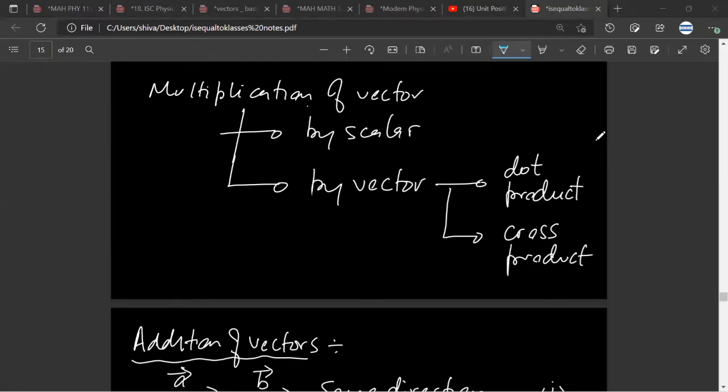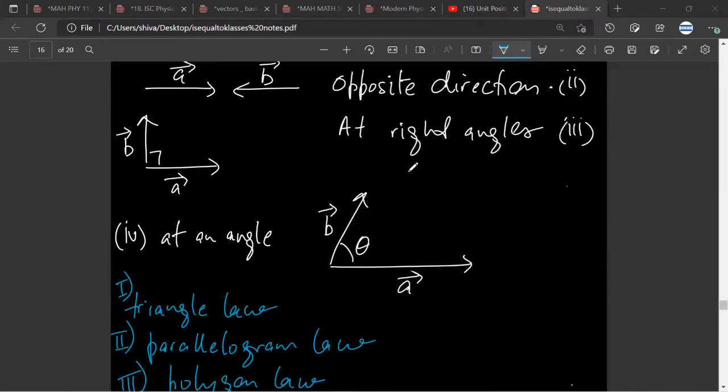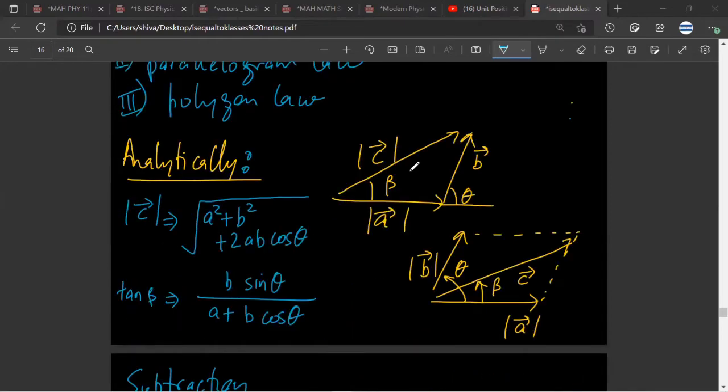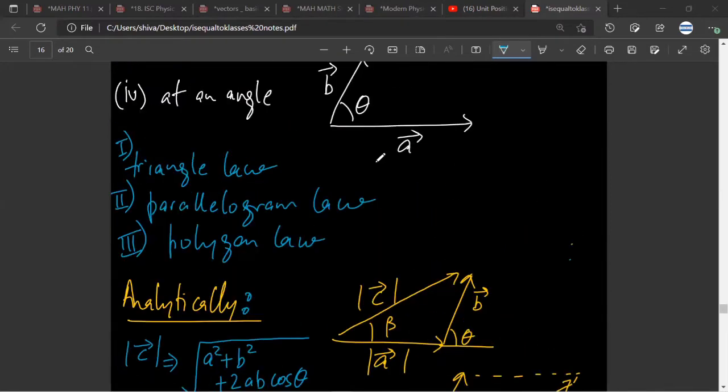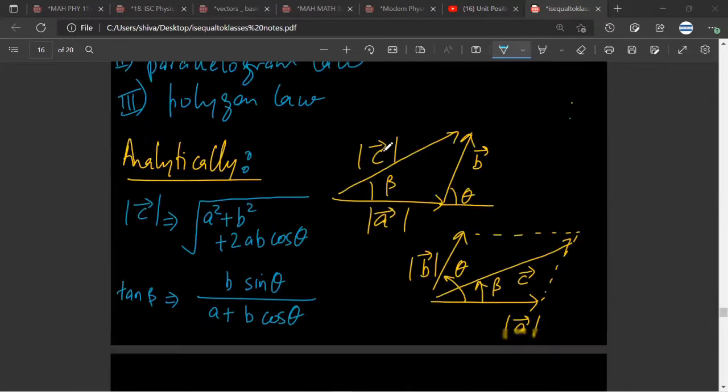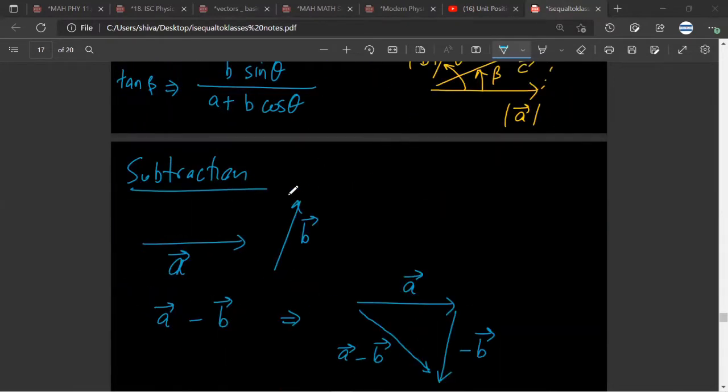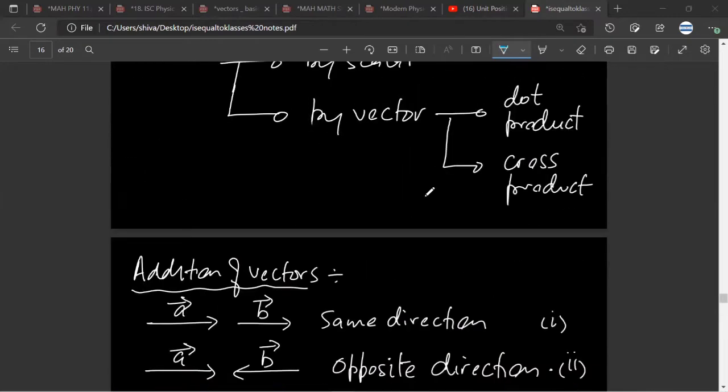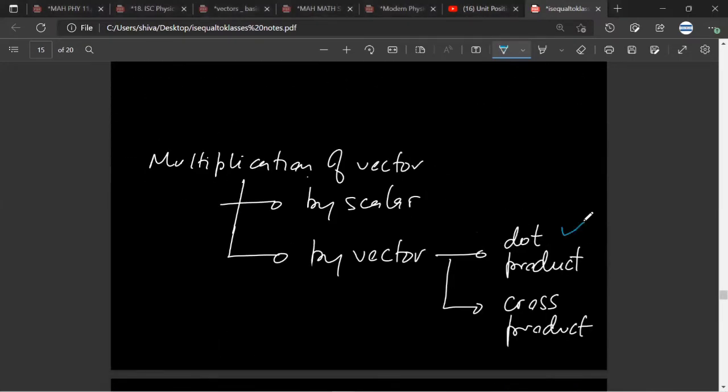So, Avantika, we'll try to understand multiplication of vectors and addition of vectors. Addition of vectors we can do in two ways. We'll try to understand what the two ways are, and then we'll understand subtraction. And if time permits, we'll try to understand this part in detail.